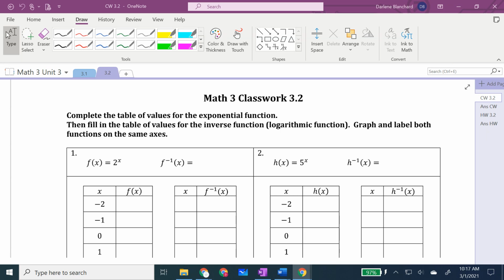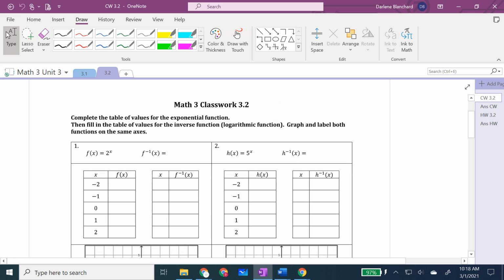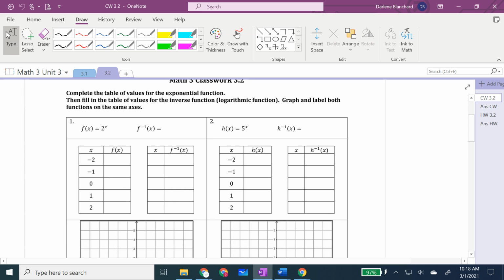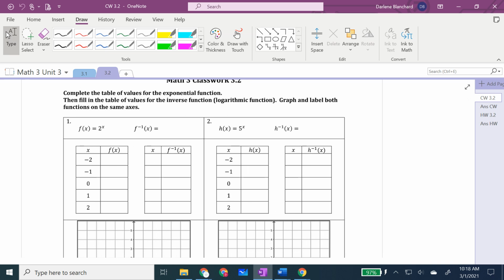Okay, for classwork 3.2, we are looking at sketching the graphs of logarithms. But before we sketch the graphs of logarithms, we need to remember how to graph their inverse partners, the exponential functions. So I'm going to start off with, if these are the exponents on 2 to the power of x, then what numbers am I getting for f of x?